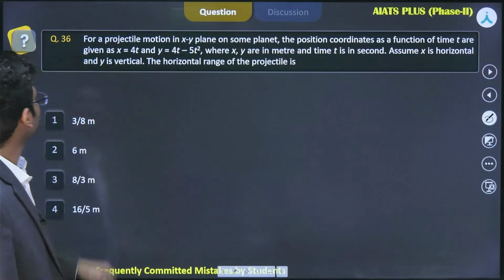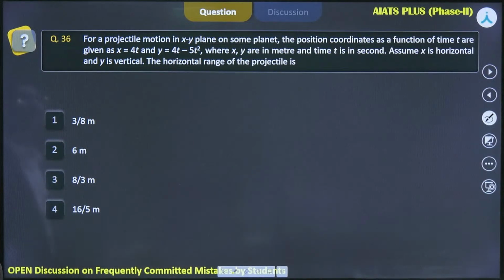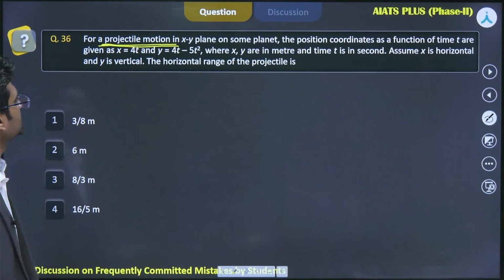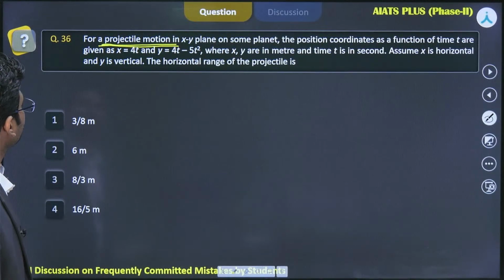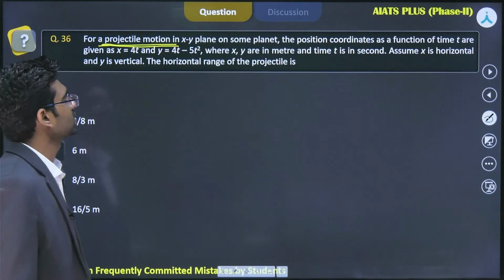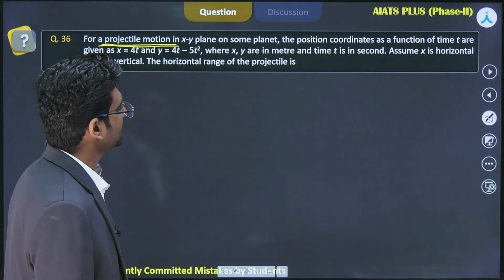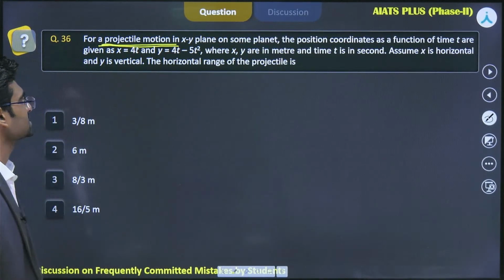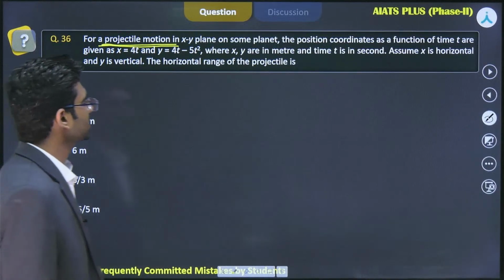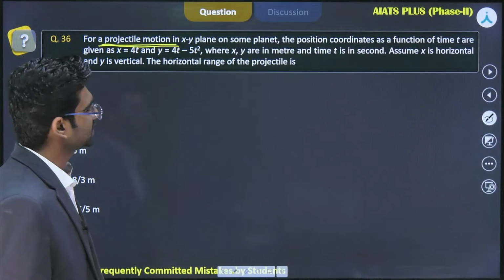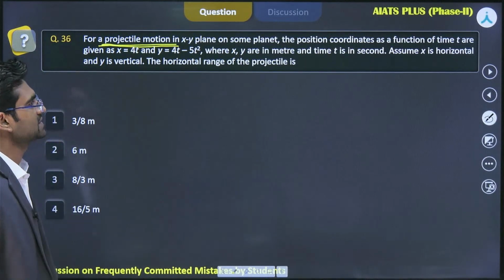Okay, so this is the next question. For a projectile motion, so you get the name of the chapter already. This is from projectile motion. For a projectile motion in an xy plane on some planet, the position coordinates as a function of time t are given as x is equal to 4t and y equal to 14 minus 5t square, where x and y are in meter and time is in second. All right, everything is in SI units.